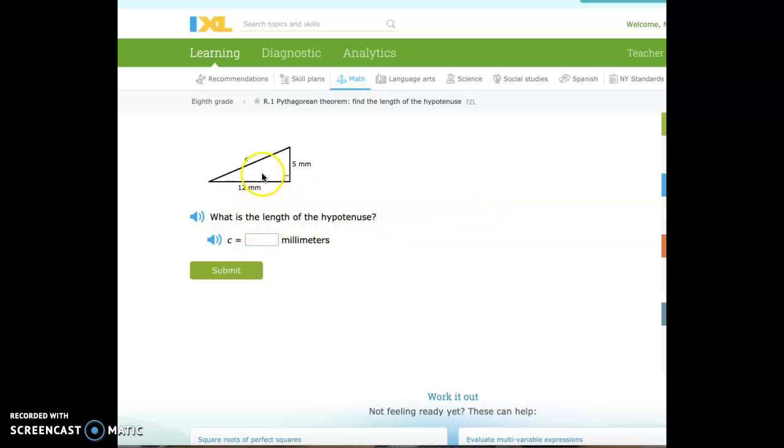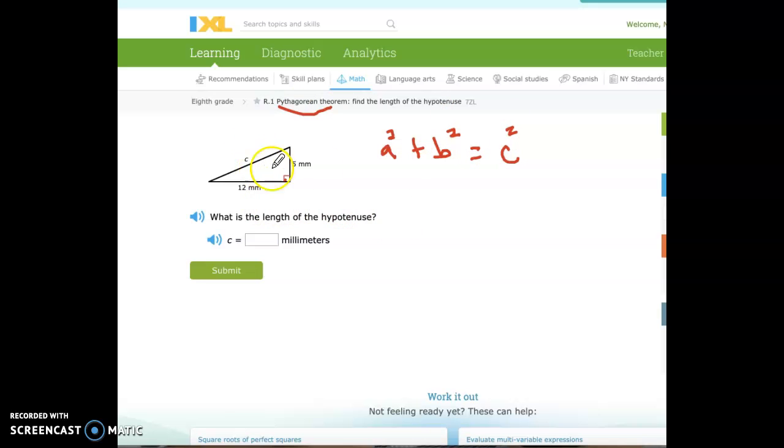But let me set up what we have here. So when I look at this, I want to use my formula because we're using Pythagorean theorem because we see this symbol right there. It's the right triangle symbol. You can only use Pythagorean theorem if you have a right triangle. So we're using the formula again, a squared plus b squared is equal to c squared. Okay, leg squared plus leg squared is equal to hypotenuse squared.